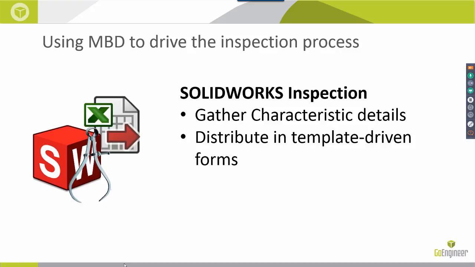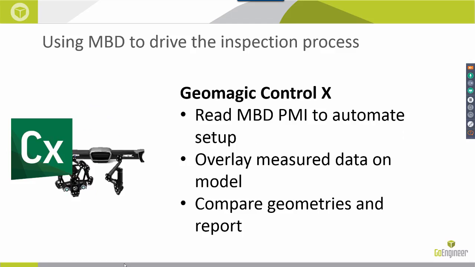I use SOLIDWORKS Inspection in the middle to quickly gather characteristics and produce those into, whether it be a first article inspection form or an in-process form, any kind of form where you want to show and capture what characteristics are needed. And then lastly, I finished up with Geomagic Control X, wherein I'm reading in that information, extracting and gaining efficiencies by having MBD data in those files, overlaying my scan data, and then doing comparisons and reports out of that process.